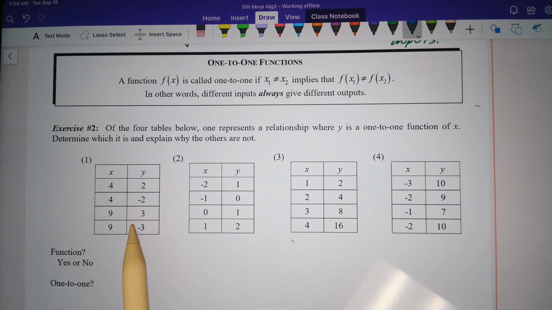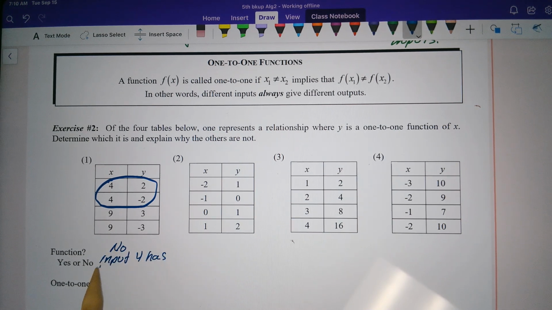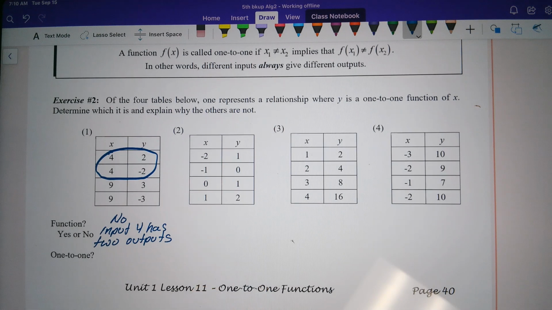So looking at table A, we see here that an input of 4 has 2 different outputs. So is it a function? No. Input 4 has 2 outputs, so it's not a function. And then it can't be one-to-one. In order to answer whether or not it's one-to-one, it first needs to be a function. So this is not applicable. If it's not a function, then it cannot be one-to-one.